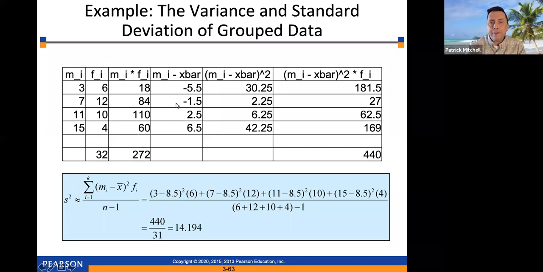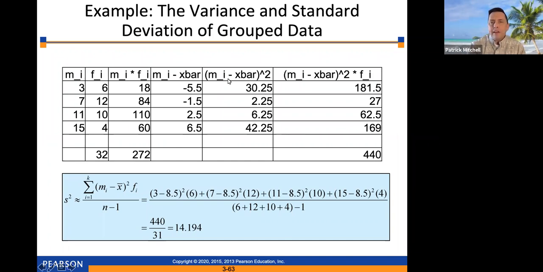7 minus 8.5 is negative 1.5. 11 minus 8.5 is 2.5. 15 minus 8.5 is 6.5. Now, I want to caution you about something that trips up a lot of students. I think I mentioned in section 3.2 that when you make that x minus x bar column, those values are supposed to add up to 0. That does not work when you're working from a frequency distribution. You should not expect these values to add up to 0, okay?